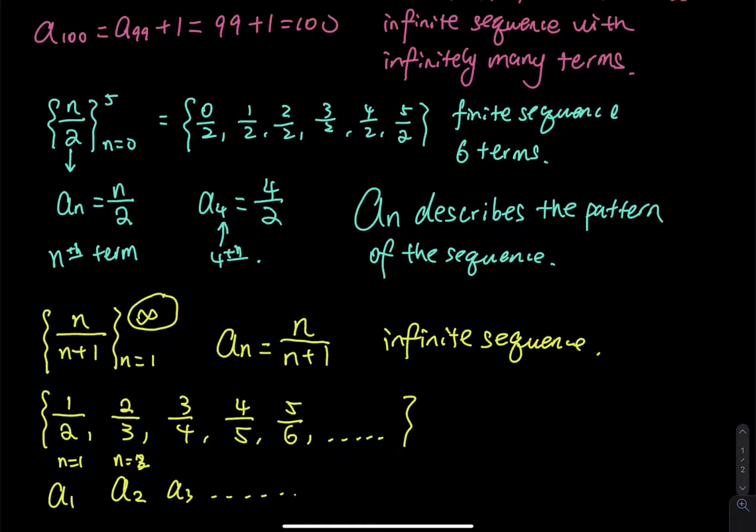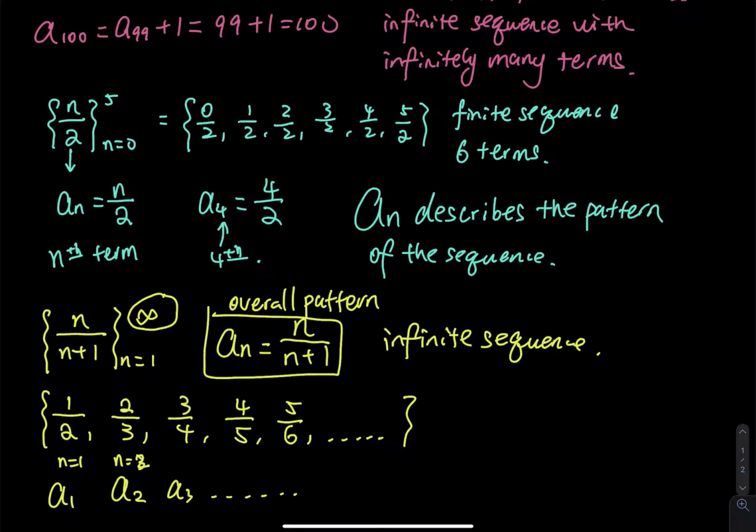So what is the pattern of this sequence? The overall pattern is right here. The overall pattern tells me that if you want to look for a specific value, you take that value divided by that value itself plus 1. This describes the overall behavior, or the overall pattern, of this sequence. So let's move on to one of the very famous and fundamental sequences, the Fibonacci sequence.